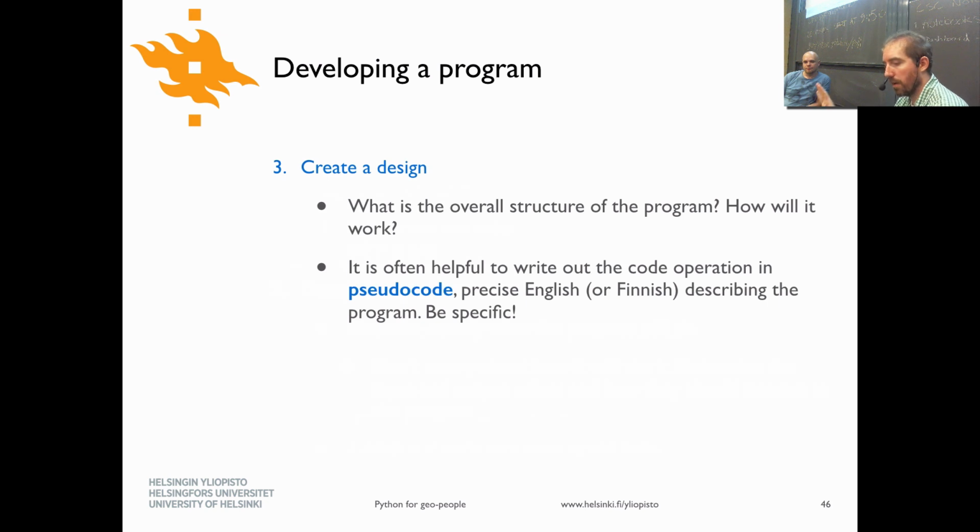Not in a programming language yet, but just in some language that we understand. English, Finnish, whatever language you like. But now we can go, first, step 1, read in the temperature in Celsius. Step 2, calculate the temperature in Fahrenheit based on the input temperature in Celsius. Step 3, return or print the temperature in Fahrenheit to the screen.